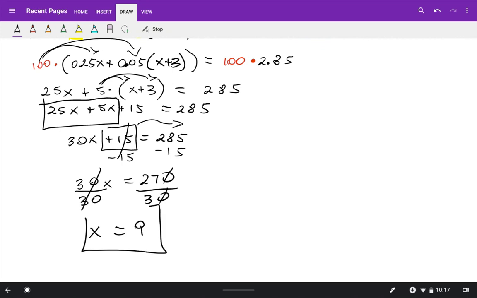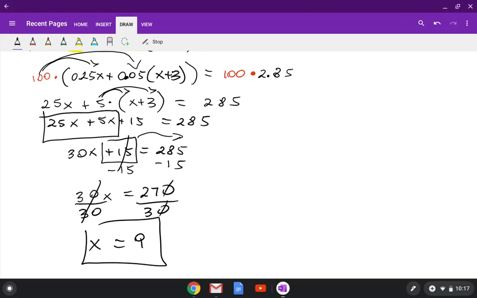And that's our solution. So that's it for section 10.3. I showed you guys examples of how to solve equations with fractions and how to solve equations with decimals by finding the lowest common multiple.